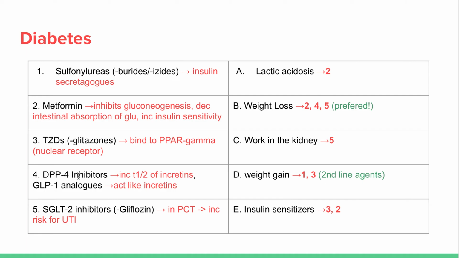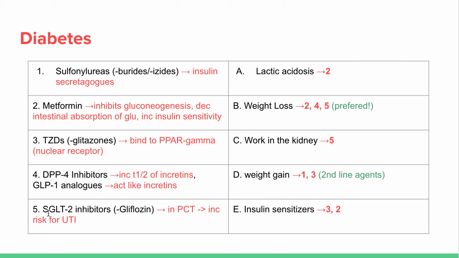Fourth is our DPP4 inhibitors. They increase the half-life of incretins. And we also have GLP-1 analogs that act like incretins, okay? And both of these are really good drugs, and they cause weight loss, so they're preferred.